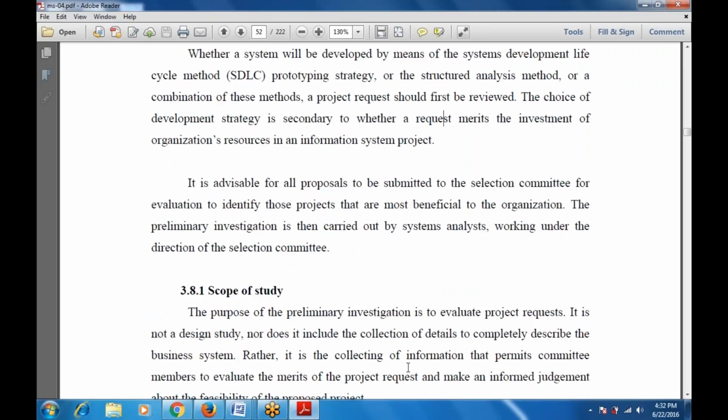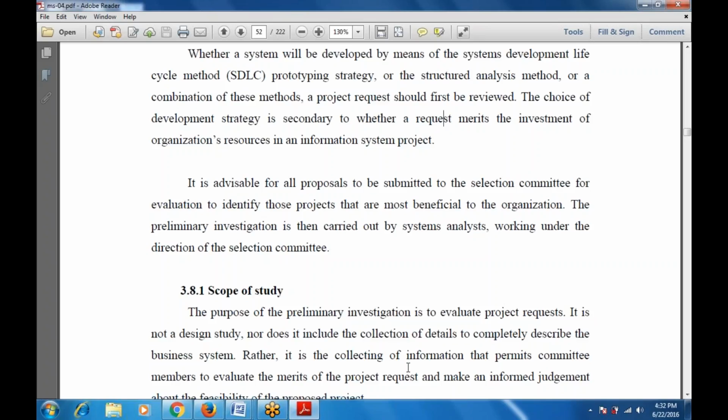So the main purpose is to evaluate the project request that is available from the user, whether it is easy to handle, and whether we proceed to develop a new system or make updations, modifications or upgradation on the existing system. But it is not a design study. That means it is only an evaluation or analysis part. It is not a design study.